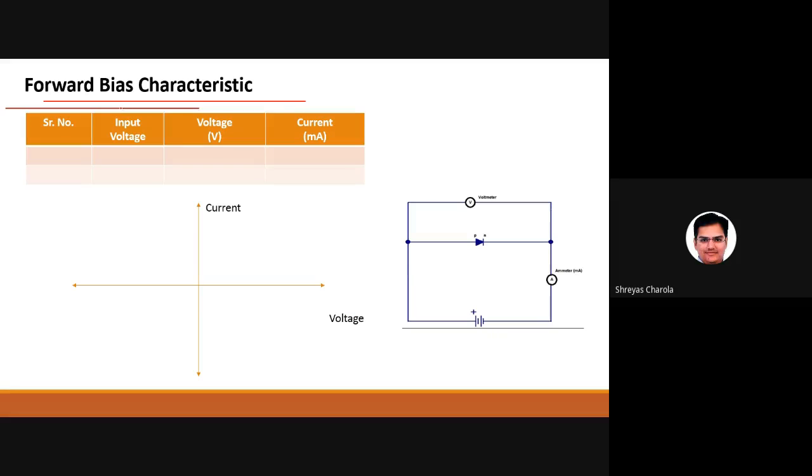Now what you need to do is draw the characteristics of a forward bias and the reverse bias. For that, I am sending the link to all the students. Those students who have a laptop, and those who don't, all the students can go to this link and perform the experiment on that link. Wait, not that link, sorry.